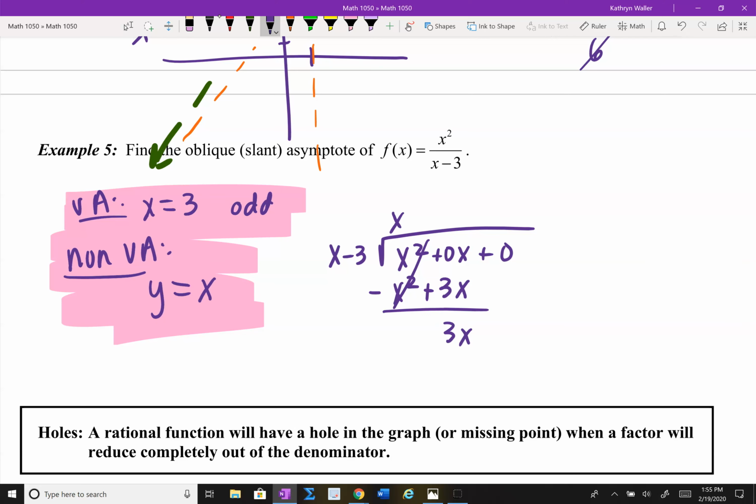Now put your x up at the top. Distribute x to the second minus 3x. Change your signs. Bring down the 3x. Is the 3x the remainder? No. What do I do now? Pull down the 0 and do it again. What do I multiply by x to get 3x? That would be a 3. Distribute 3x minus 9. Change your signs. Those cancel. I have a 9. There's nothing more to bring down. What do I do with the 9? Forget about it. Non-vertical is y equals x plus 3. Done.